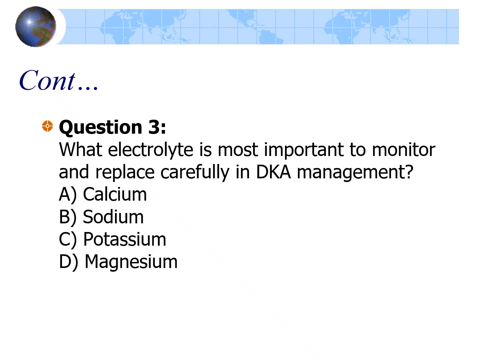Question 3. What electrolyte is most important to monitor and replace carefully in DKA management? A. Calcium. B. Sodium. C. Potassium. D. Magnesium. Pause the video, find an answer. Okay, so the answer is C, potassium. Potassium is lost in urine, but insulin shifts potassium into cells, risking hypokalemia, which can cause dangerous heart rhythms.